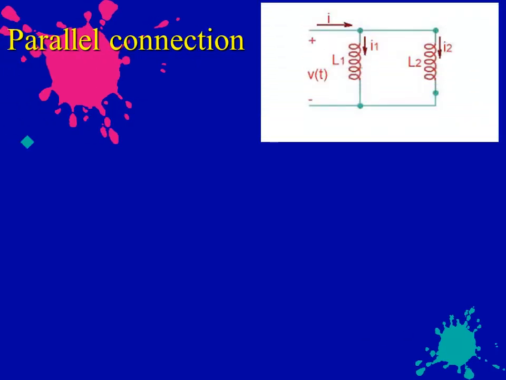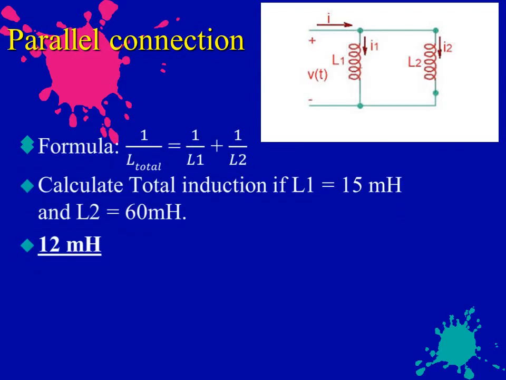Let us now have a look at the parallel connections of inductors. This formula works the same as for resistors in parallel as well. If we calculate the value of the following inductors, namely 15 millihenries and 60 millihenries, we will find that the total will then be 12 millihenries. Check this out for yourself.